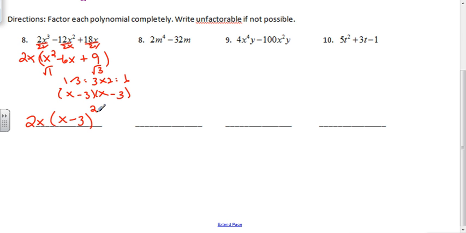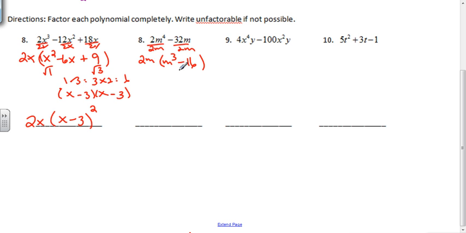For number 8, same thing. What's the GCF? Well, 2 and 32 can both be divided by 2. I've got an m to the 4th and an m, so I can divide out an m. So I'm dividing each of these by 2m. 2m times m cubed is 2m to the 4th. 2m times negative 16 is going to be negative 32m.